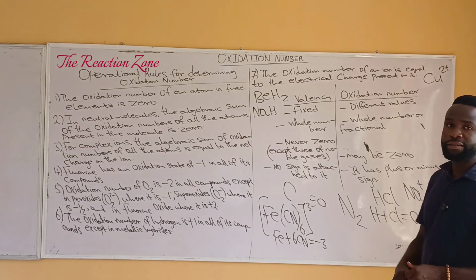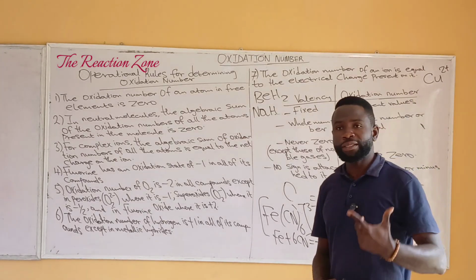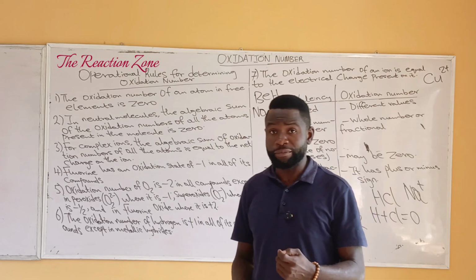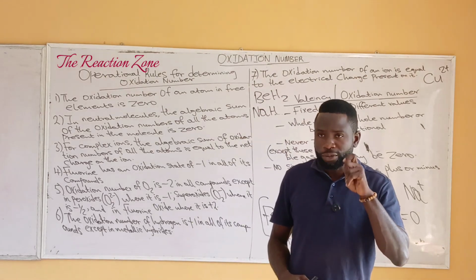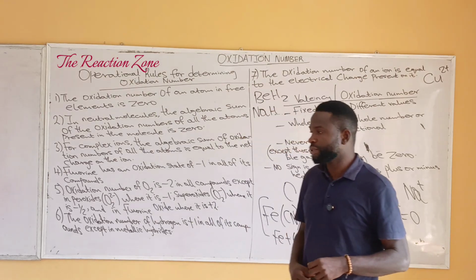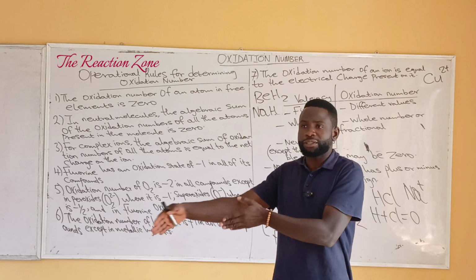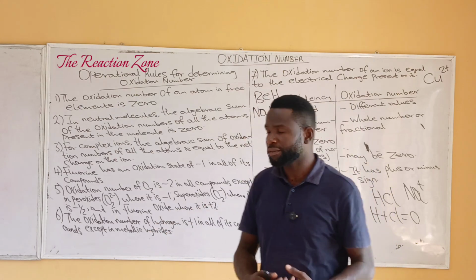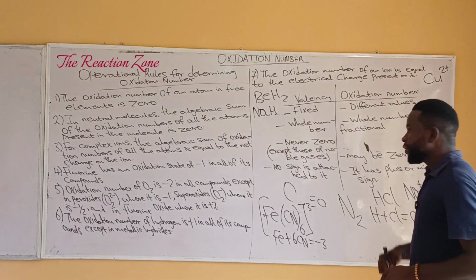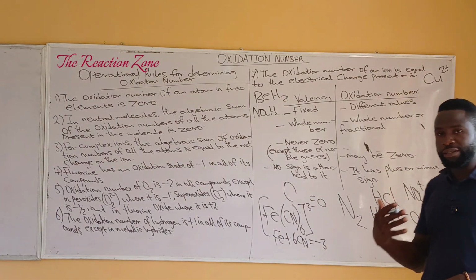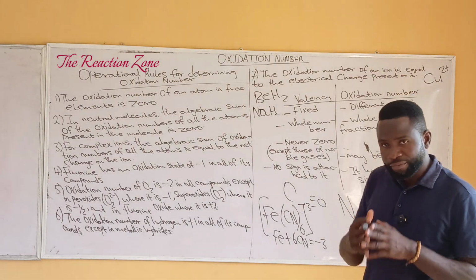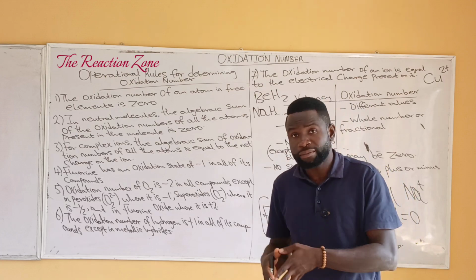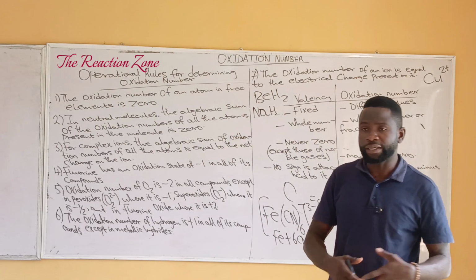And then finally, when writing the valency of a compound or of an element, no sign is attached. In other words, you don't attach a positive or negative sign when writing the valency of an element. However, the oxidation number of an element will always carry either a positive sign or a negative sign.